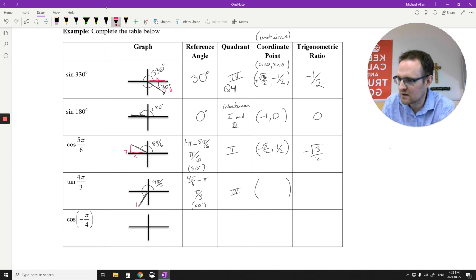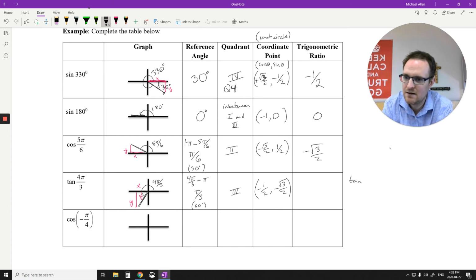So that means the longer side here, because this is pi over 3 here, the longer side is the y value. So that means that's the √3 over 2. √3 over 2 is bigger than 1 over 2. And the x value is also negative here. Okay, cool. Now my ratio, this is tan.